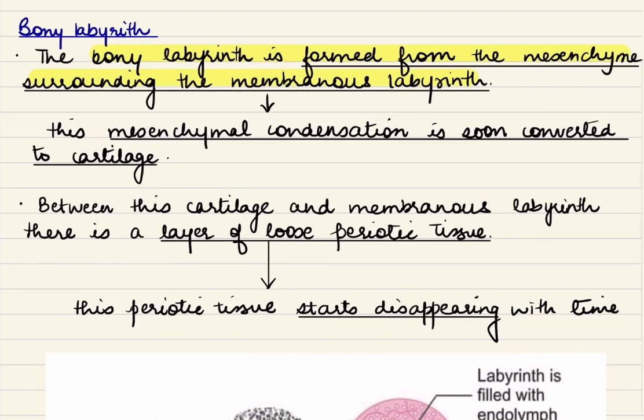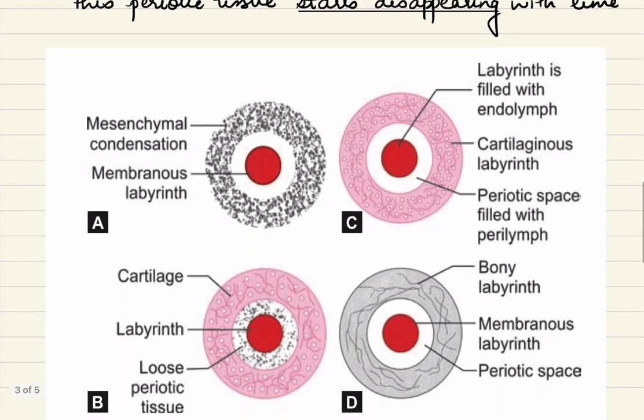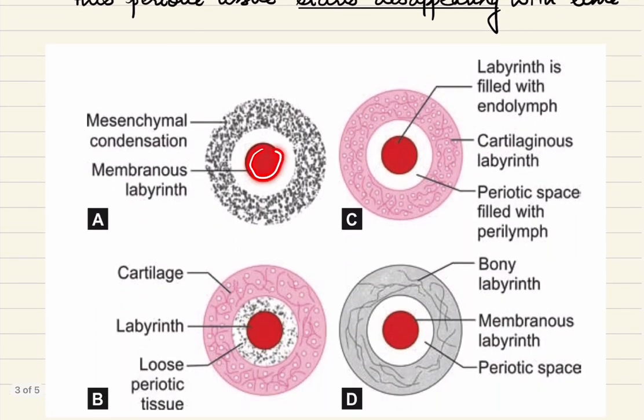Coming to the development of the bony labyrinth, the bony labyrinth is formed from the mesenchymal tissue which is present all around the membranous labyrinth. The membranous labyrinth is surrounded by mesenchymal tissue. With progress of time, this mesenchymal tissue gets converted into cartilage, and in between this cartilage and the membranous labyrinth is present the loose periotic tissue. This loose periotic tissue starts to resorb with time.